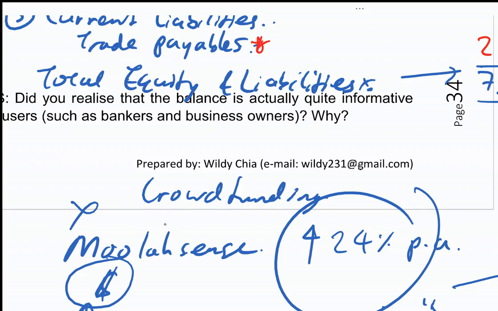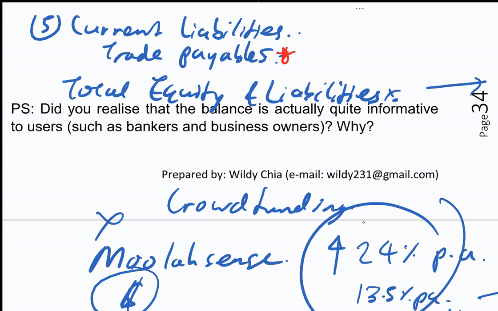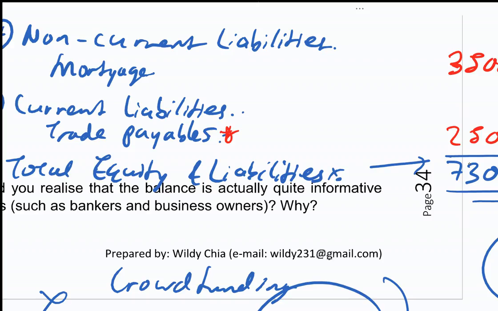Recently there was this very interesting one. Do you read newspapers? Can guess. I also don't read newspapers. But this one was interesting. Like Epicenter recently they borrowed through Mullah Sense. They borrowed at interest cost of 13.5% per annum. 13.5%. Very expensive.